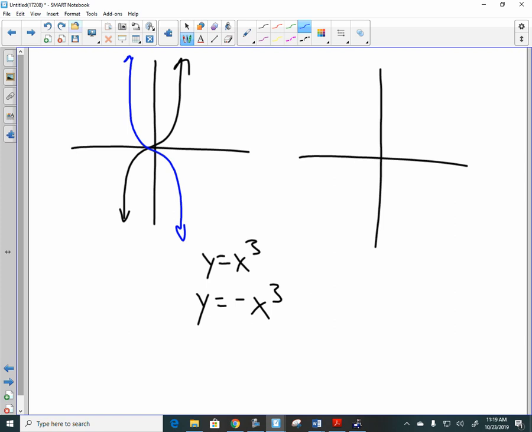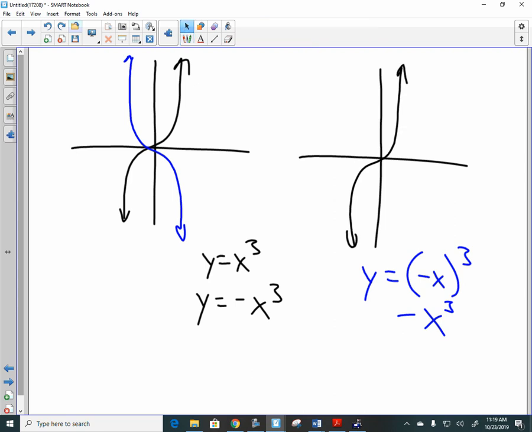You all good there? If I wanted a horizontal flip, I'd have to put the negative on the inside, correct? I would have y is equal to negative x, quantity cubed. Hey, wait a minute. If I cube negative x, don't I just get negative x cubed? Right? I mean, it's the same thing. And if you think about it, if you took x cubed and instead of doing a vertical flip, you did a horizontal flip, wouldn't you just get the same thing? Yeah, exactly. There are a number of functions where the vertical and horizontal flips are the same.